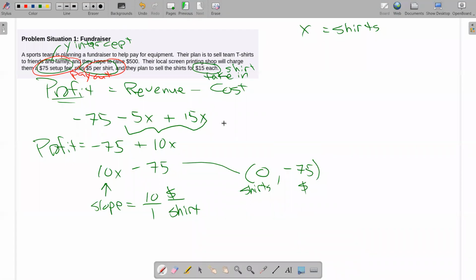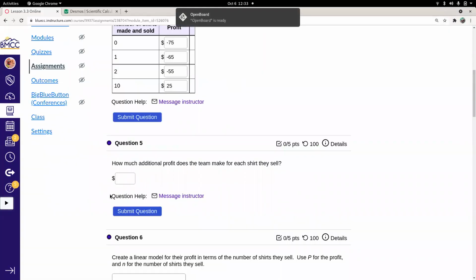We figured out that given that they sell them for $15, but they had to pay $5 per shirt, the slope here is the additional profit per shirt. So we figured out they make $10 per shirt to increase their profit. Cool, we answered that question.